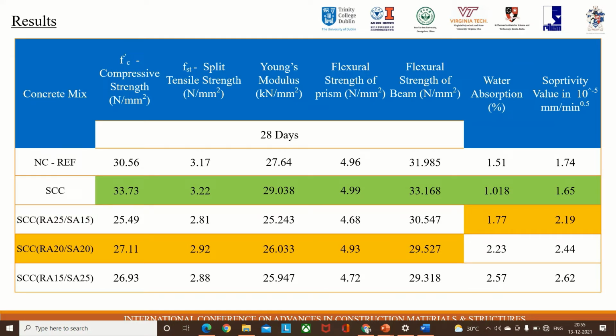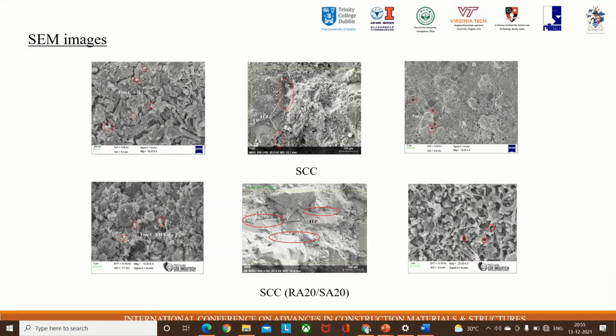The following test results were experimented over the concrete: compressive strength, split tensile strength, Young's modulus, flexural strength of prism, water absorption and sorptivity. Compared to the SCC reference mix, the SCC containing recycled aggregate and slag aggregate in a combination of 40% and 20% gave a fairly optimum strength close to the SCC reference mix. So I chose as the optimum percentage the sample containing recycled aggregate and slag aggregate in a combination of 40% and 20%.